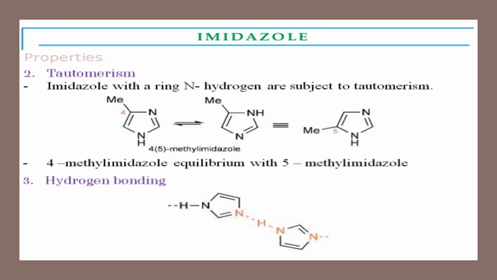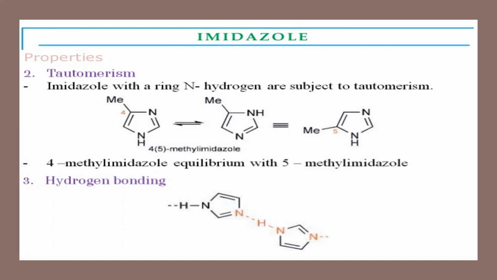Now tautomerism. You have seen it even in pyrazole. There is tautomerism. See the position, what happens? You see 1, 2, 3, 4, 5, 4-methyl. If you see the other structure, when there is resonance, there will be a change in position.